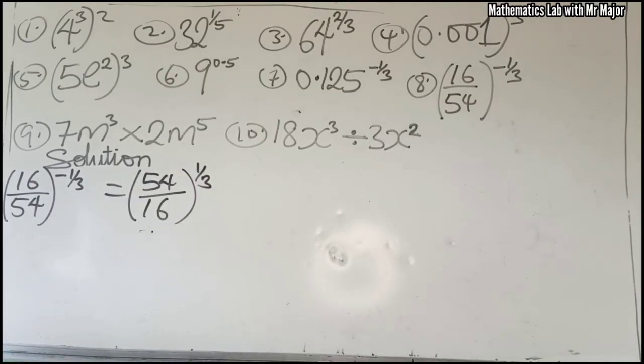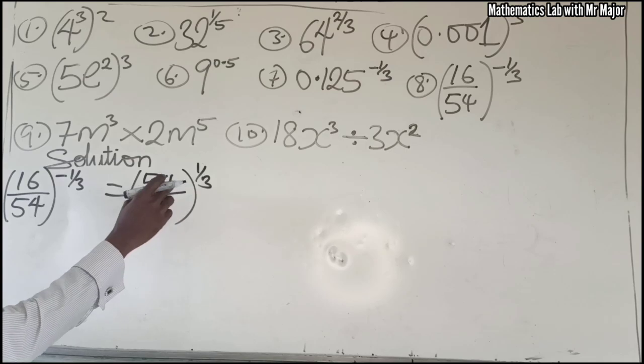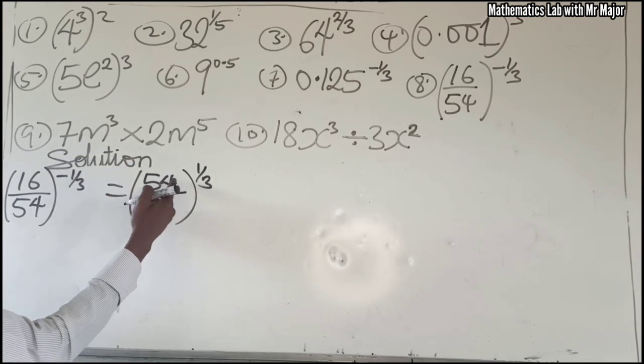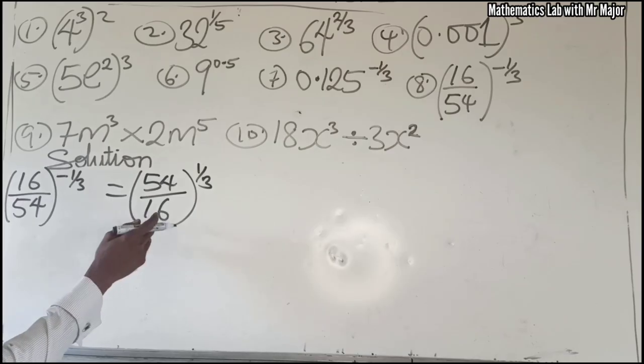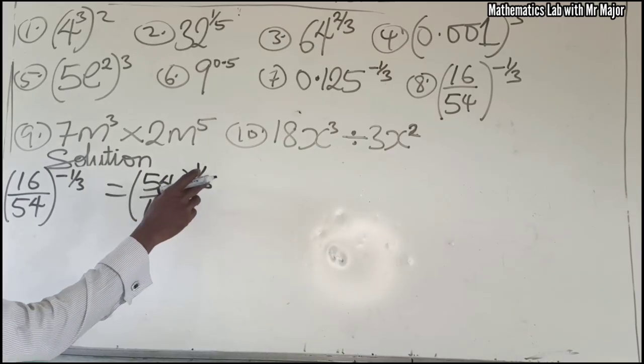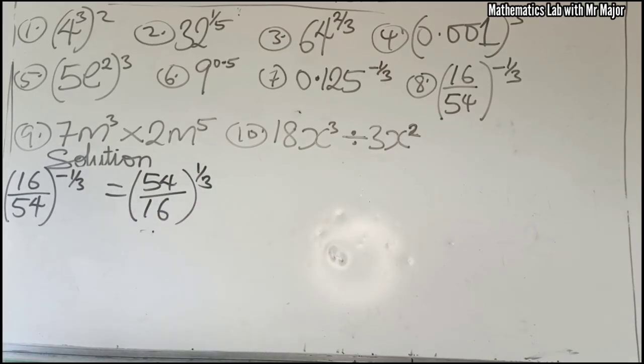Reciprocal of this raised to a positive power. Now, there is no number that can multiply itself 3 times to give you 54. And there is no number that can multiply itself 3 times to give you 16. That means these numbers do not have a cube root. So what we need to do is to reduce them. Look for a common factor that can divide them. 2 can divide both numbers.